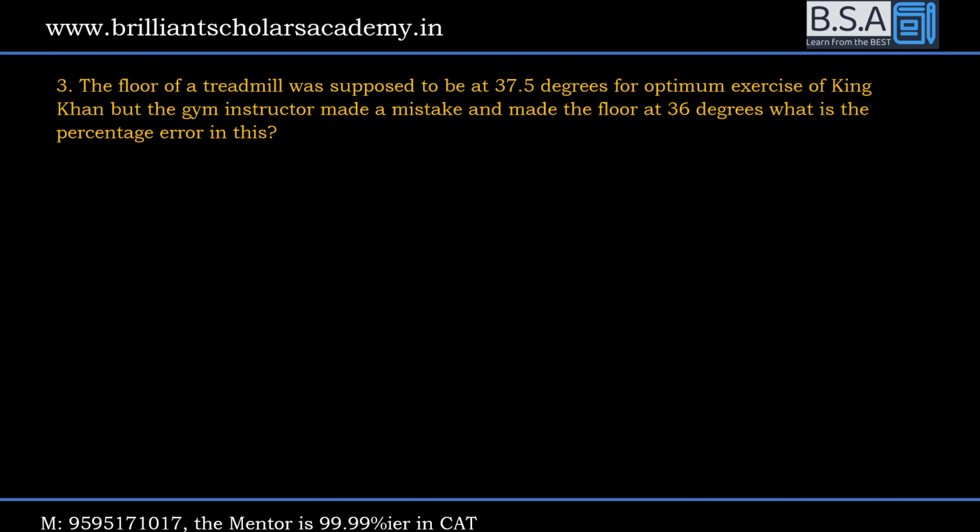Something was supposed to be at a particular number, but because of some mistake, the instructor put a new value there. You want percentage error. First of all, which of these numbers was supposed to be the original value? That is the denominator. What is the amount of error?